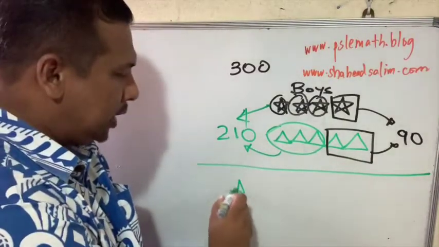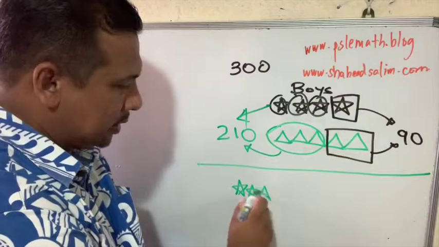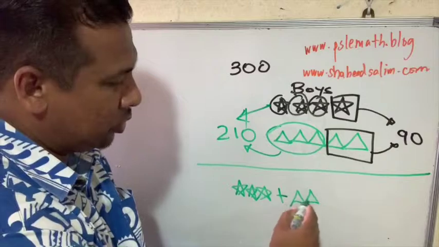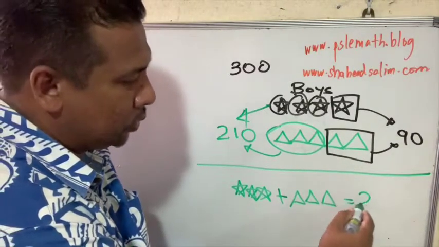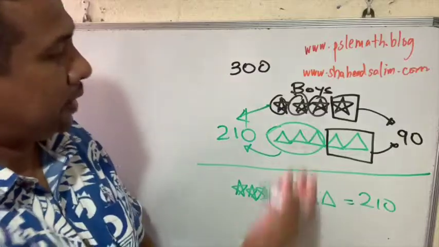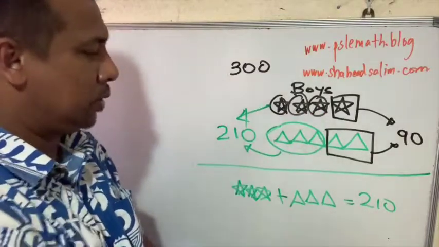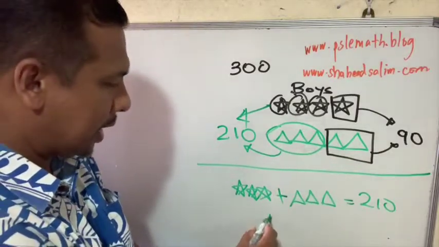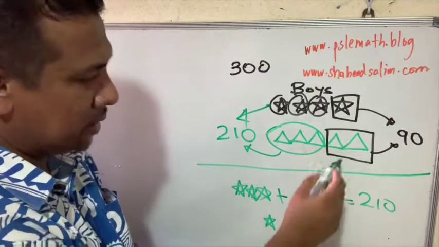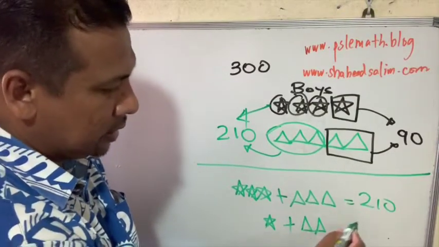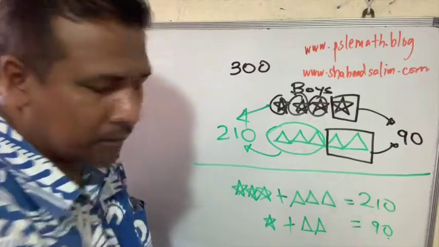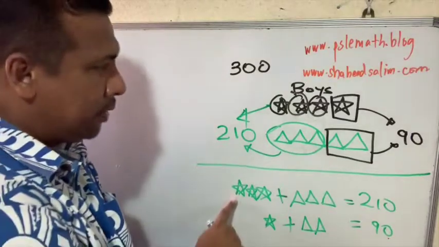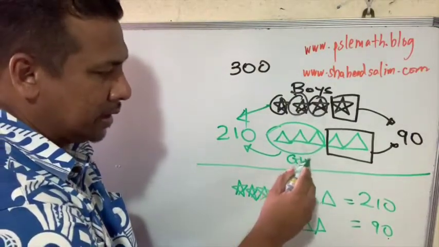Anyway, these 3 stars plus 3 triangles are equal to 210. That's what we indicated. This 3 and this 3 equal 210. And then you have 1 star plus 2 triangles is equal to 90. You get it? 1 star and 2 triangles equal to 90. This star represents the boys and this represents the girls.